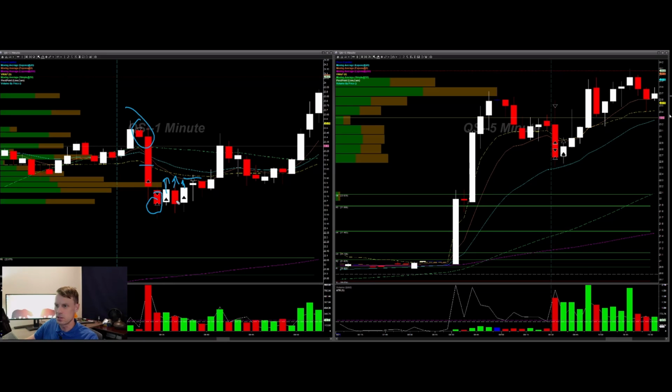So I just started taking partials here. I took a partial here and I took a partial here. This stock continued to move higher, and at that time, once I took this last one, I went ahead and moved my stop loss down to the VWAP. That was all I needed.